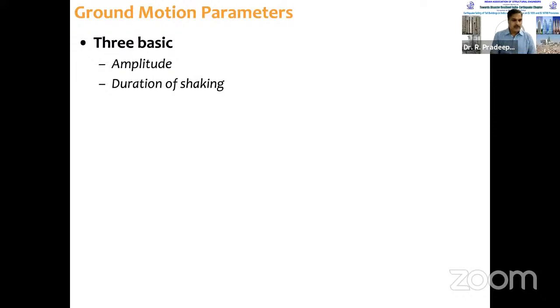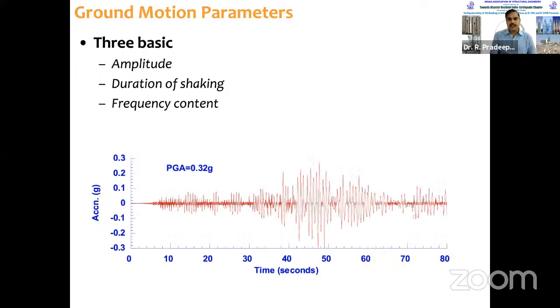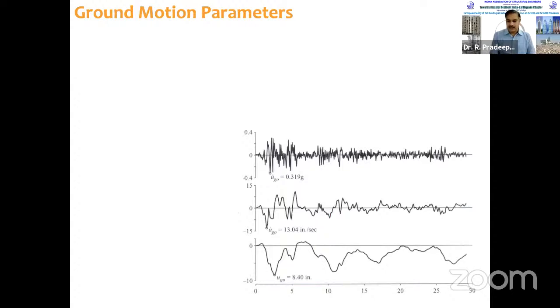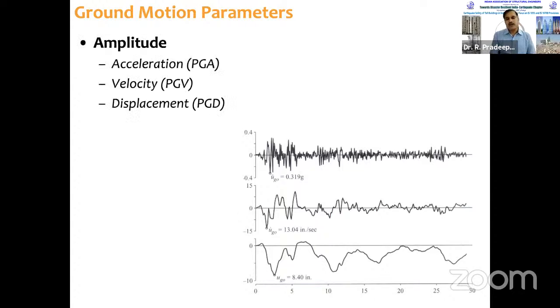One is amplitude, the second is duration of strong ground motion, and the third is the frequency content. Amplitude is simply you take the ground motion trace and pick the maximum value, so that is peak ground acceleration. Here in this record it is 0.32 g. Amplitude can be measured in three terms: peak ground acceleration, peak ground velocity, and peak ground displacement. So three things we can measure, and another one is horizontal amplitude and vertical amplitude too.